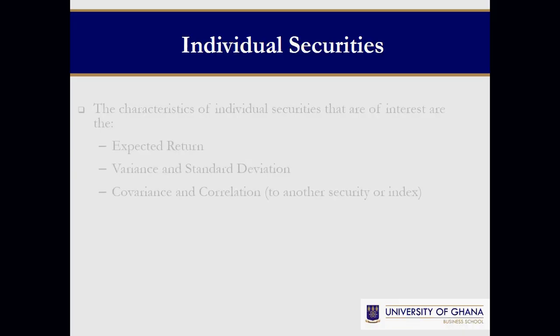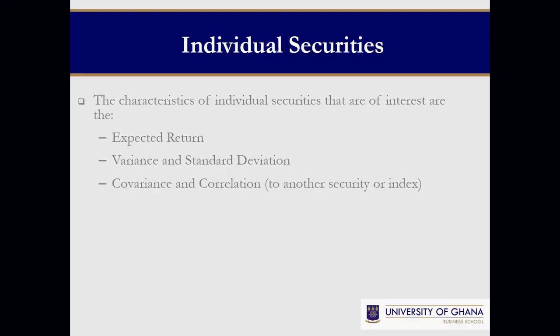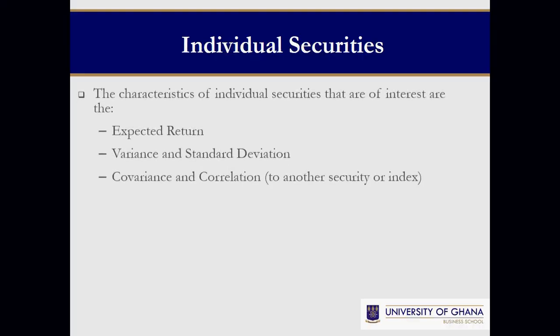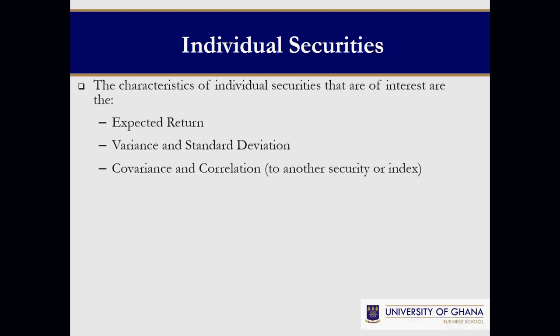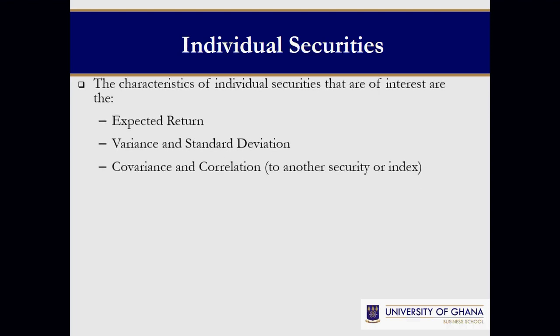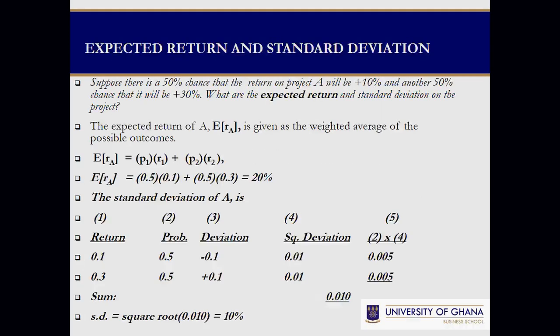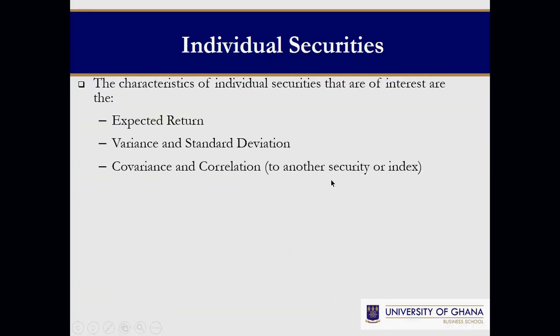So individual securities. The characteristics of individual securities that are of interest are expected return, variance and standard deviation, covariance and correlation to another security or index, and etc. So let me stay here and try and explain things before we move on, because if I don't explain, maybe one can get confused. So I'm going to explain what we are going to do before we get there.